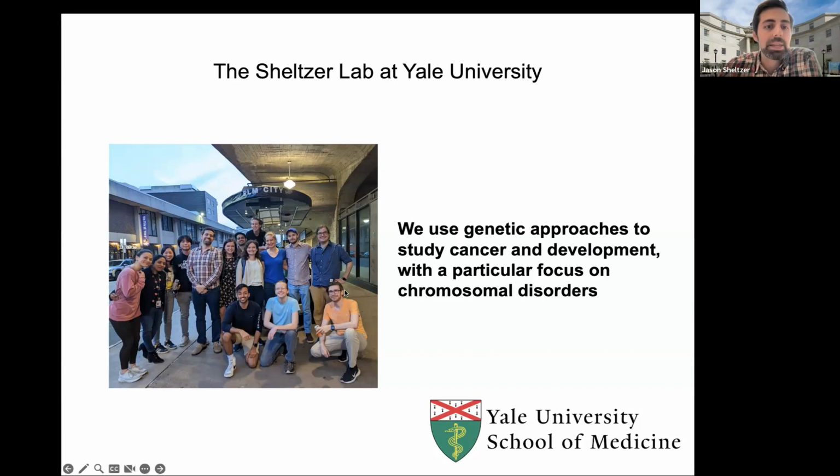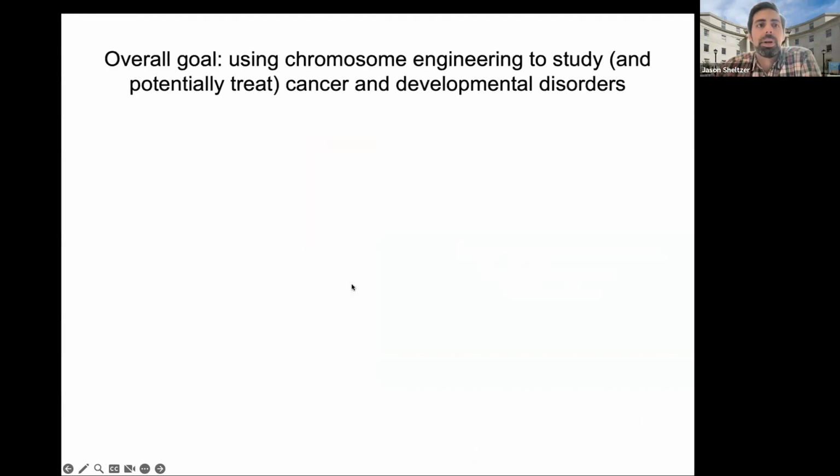And for the 8P project, which I'll give an introduction to today, I also want to highlight that the member of my lab who's leading this effort is Sophia Lee, who is both on the call with us and is over here in the photo. So our overall goal is to try to use chromosome engineering to study and potentially, in the far off future, to think about treating cancer and developmental disorders.